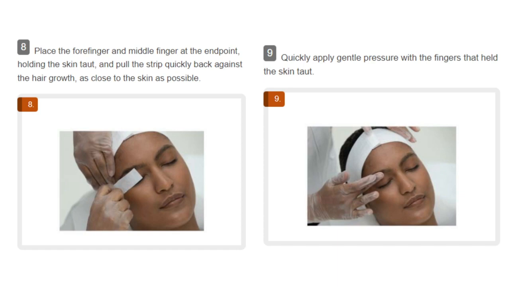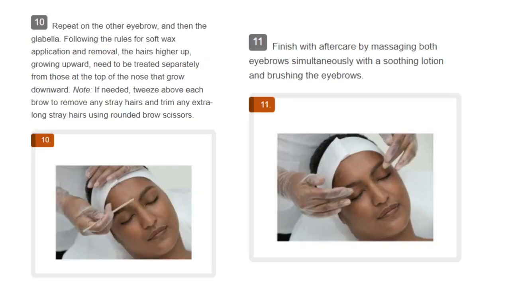9. Quickly apply gentle pressure with the fingers that held the skin taut. 10. Repeat on the other eyebrow, and then the glabella. Following the rules for soft wax application and removal, the hairs higher up, growing upward, need to be treated separately from those at the top of the nose that grow downward.